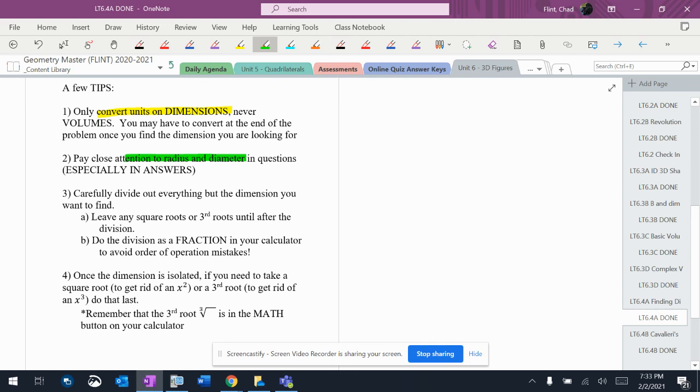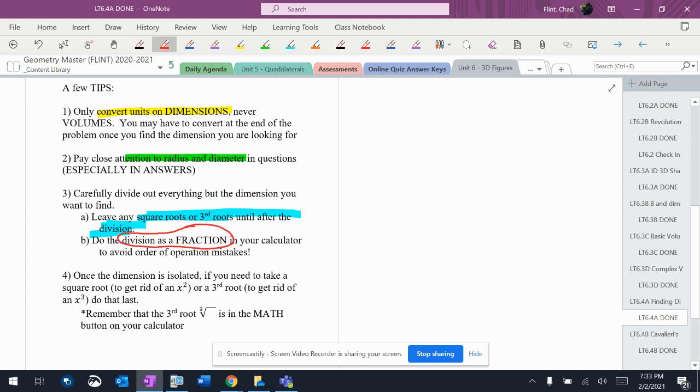All right. Make sure that if you're taking square roots or third roots or anything like that, you do it last. All right. So third roots and square roots, do that at the end after you get everything else done. Okay. And then make sure you use fractions. All right. So do division as fractions.